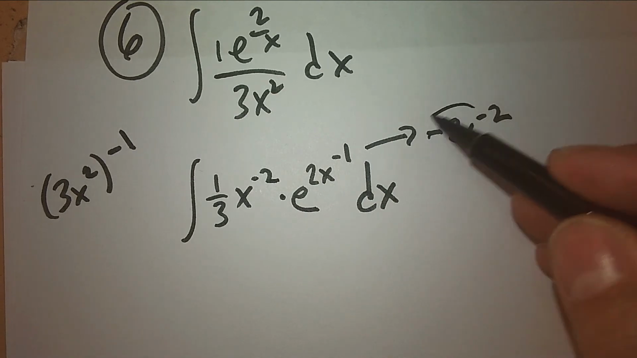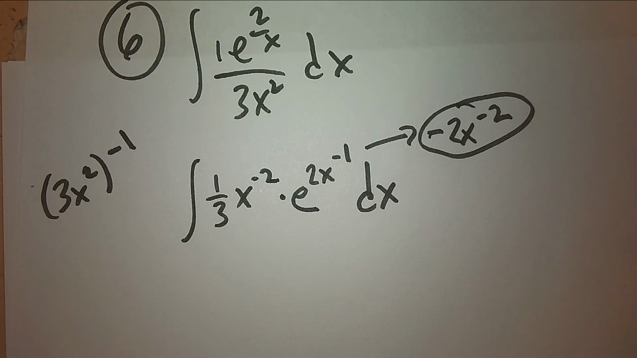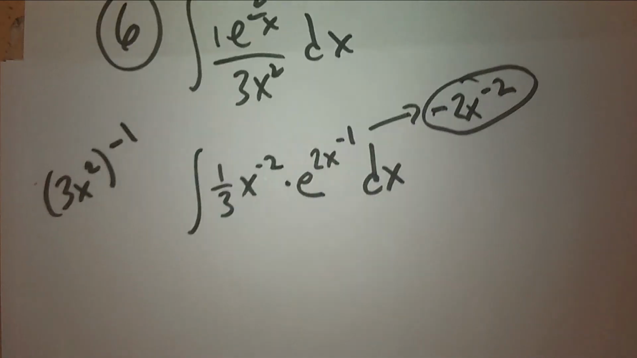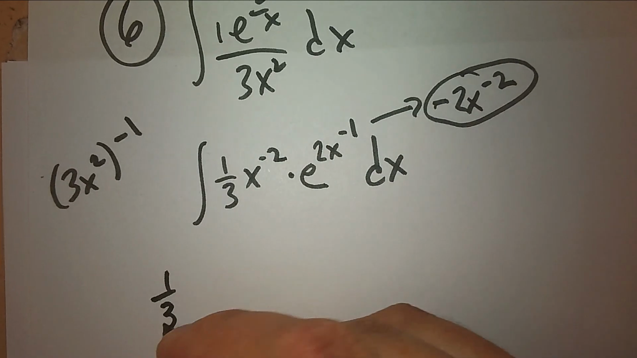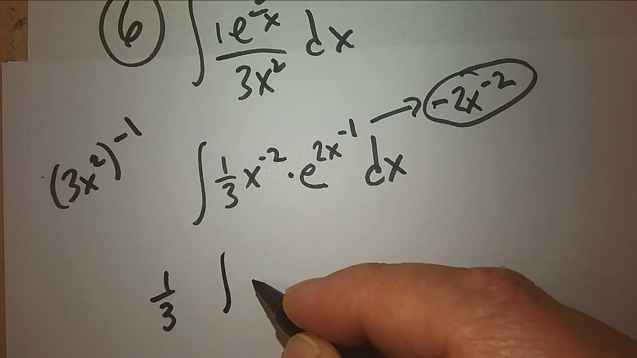Now, this is the hook. What do I have? 1/3 x to the negative 2. All right, let's put the 1/3 in front so that it doesn't give us a headache.